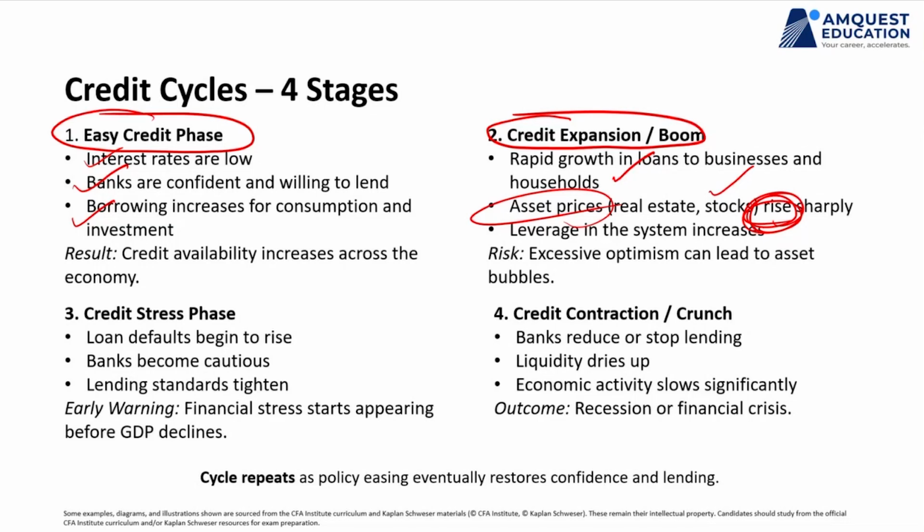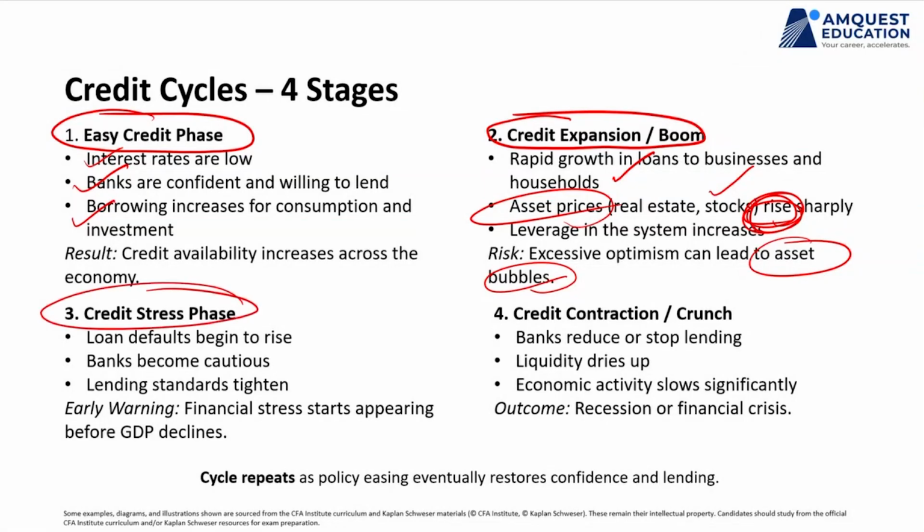The biggest problem with this is the risk of asset bubbles. Asset prices may shoot up and may become a bubble. That is the biggest risk out here, correct? This is the credit expansion stage.